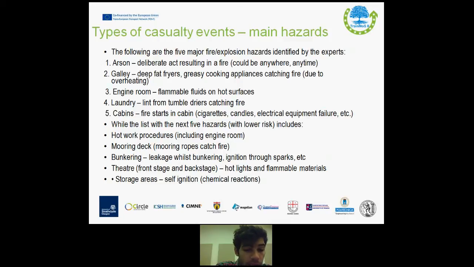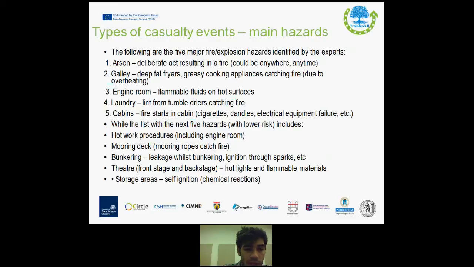While the list with the next 5 hazards, with a lower risk again, includes hot work procedures, including the engine room, mooring deck, mooring ropes catching fire, bunkering through a leakage whilst bunkering ignition through sparks, theater, front stage and backstage through hot lights and flammable materials, while finally in storage areas where self-ignition happens through chemical reaction.